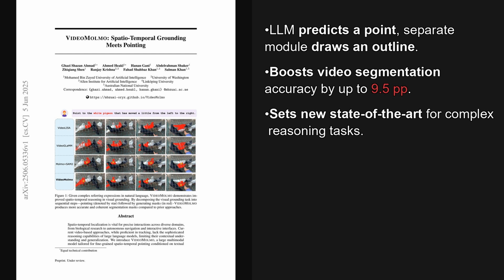So the core idea here is tackling spatio-temporal localization, which is a way of saying figuring out exactly where an object is and tracking it over time in a video. Current video models are pretty good at the tracking part, but they often lack the sophisticated reasoning to understand complex instructions. This paper introduces VideoMolmo, which cleverly splits the task. It first uses a large language model to figure out what to point at, and then uses a separate module with SAM2 to create a smooth, coherent highlight of that object across all the video frames.